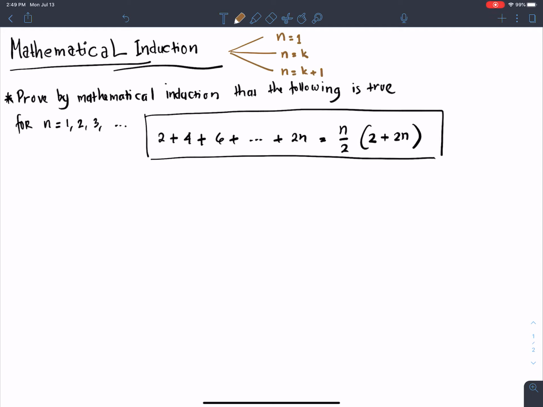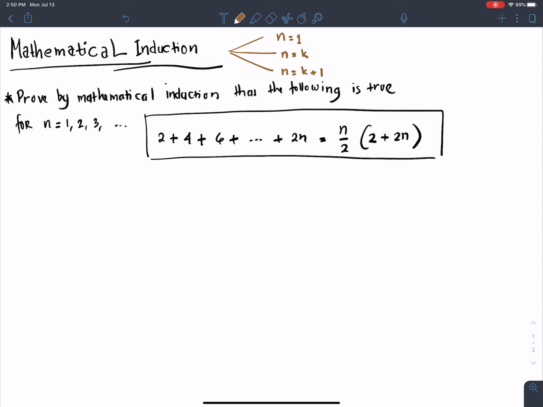So for now, you know that there will be 3 steps in the mathematical induction process, as I wrote already over here. First, prove that it is true for n equal to 1, then assume that it is also true for n equal to k, and in the end prove that it is also true for n equal to k plus 1. Okay, as you see over here, I already wrote down the problem. Prove by mathematical induction that the following is true for n equal to 1, 2, 3, and so on.